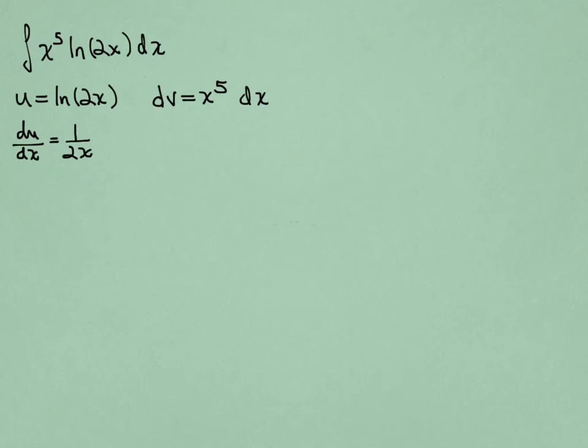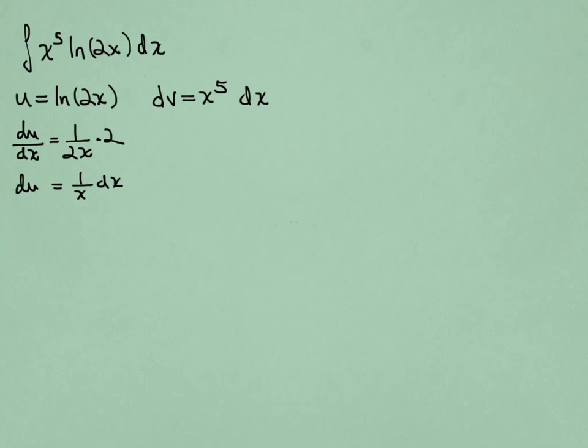I have to differentiate u. That's 1 over 2x. Remember, the derivative of a log is the reciprocal function, but the chain rule says times the derivative of 2x, so times a factor of 2. So simplifying, that's going to be 1 over x, the 2's cancel, and then I write it as a differential to match what appears in the integration by parts formula. du is 1 over x dx.